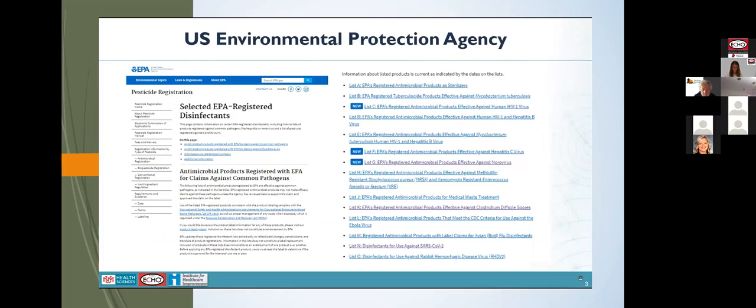It is essential that the facility choose products from this list for proper disinfectants for other pathogens as well. For example, if you have residents with C. diff, you should be choosing List K for antimicrobial products effective against C. diff spores. Again, using the proper product will be essential in the spread of infections in your facility.